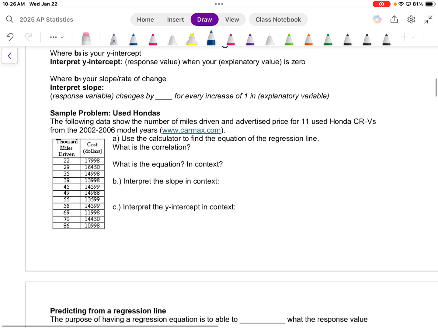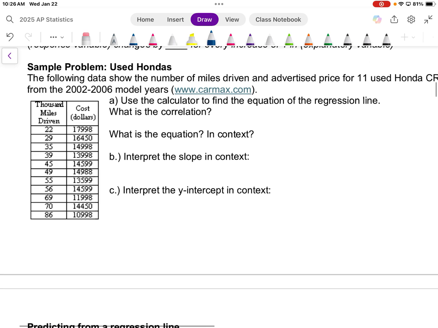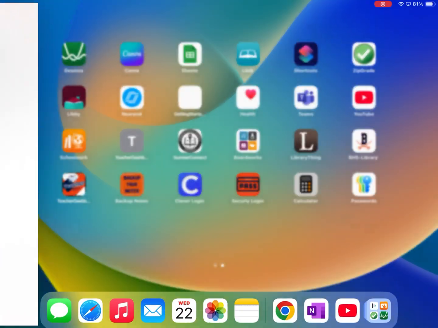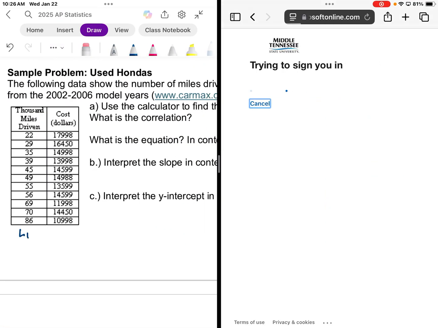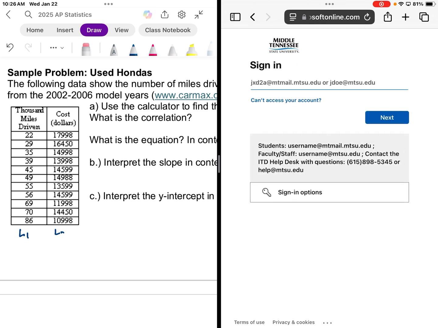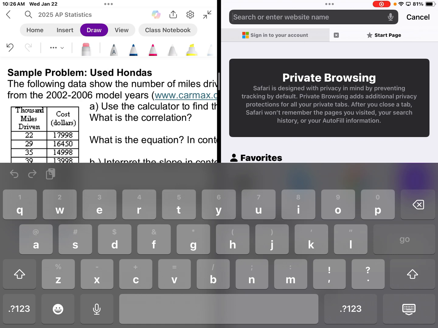So here is a problem, and I'm going to do a split screen here, and we're going to go through and type this stuff in. We can go ahead and type in the numbers the way we see it. Don't worry about typing 22 and 3 zeros. Just type it in as 22. So I'm going to do a split screen and bring up the TI-84, and let's enter this into L1 and L2. L1 is going to be the miles driven. L2 is going to be the response variable, so it's going to be the cost in dollars.